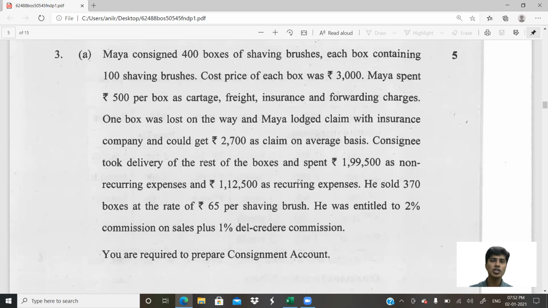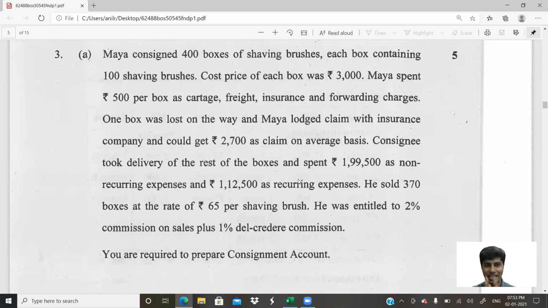Now, what is this concept of selling and non-selling expense? Expense incurred till the time the goods reach the godown of the consignee is non-selling expense. I repeat, expense incurred till the time the goods reach the consignee's godown is non-selling expense. Once the goods reach the godown of the consignee, any expense incurred is selling expense.